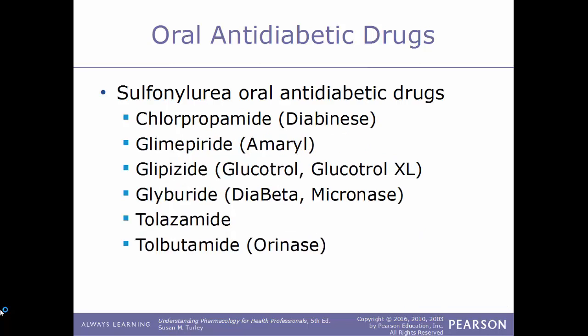Some examples of sulfonylurea oral antidiabetic drugs: chlorpropamide, also known by the trade name Diabinese; glimepiride, also known by its trade name Amaryl; glipizide, known by the trade names Glucotrol or Glucotrol XL; glyburide, known by the trade names Micronase and Diabeta; tolazamide, and also tolbutamide, known by the trade name Orinase.